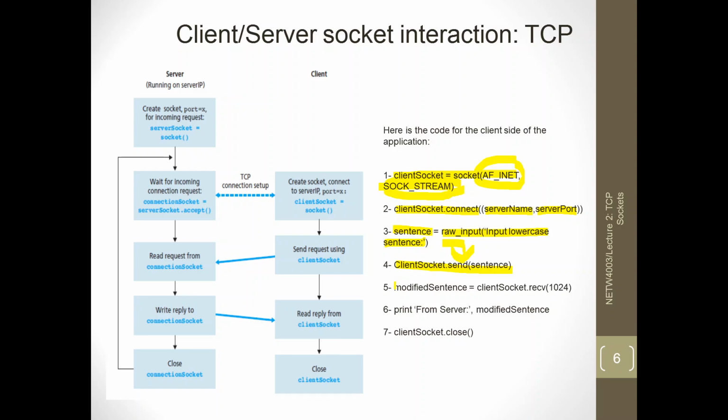The fifth line of code is when the characters arrive from the server. They get placed into the string modifiedSentence. Characters continue to accumulate in the modifiedSentence until the line ends with a carriage return character. The sixth line of code will print the capitalized sentence at the client side, and the seventh line of code closes the client's socket, which means closing the TCP connection between the client and the server.